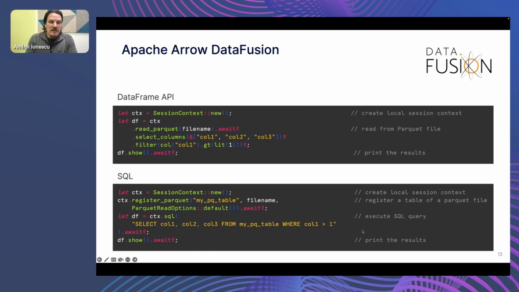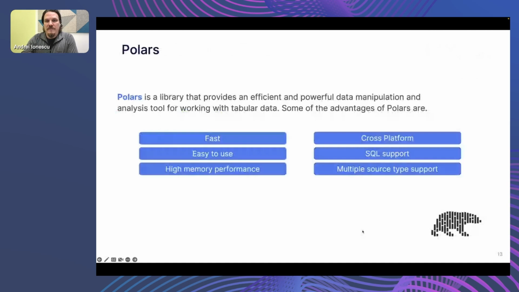As you can see, this is pretty close to what we do in Spark and other engines. And it's pretty neat to be able to have both the Data Frame API and SQL available in Data Fusion. These are just simple examples of how Data Fusion can be used, but it does support complex queries like aggregation and joins, and I'll show you that a little bit later. But for now, let's look at Polaris, the new kid on the block.